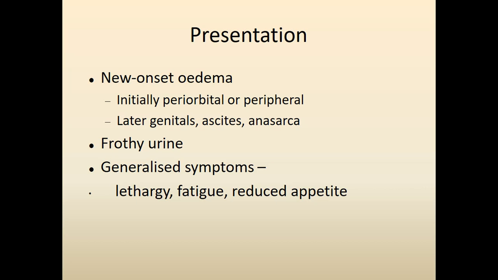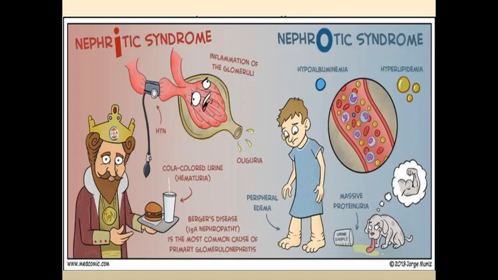Later, this edema progressively involves the genitals, then ascites, and then anasarca, which is generalized body swelling. In urine DR, the urine is frothy, and the urine DR protein is positive. Generalized symptoms: the patient is lethargic, fatigued, and has reduced appetite because of gut edema as well. Again, nephrotic syndrome is the triad of hypoalbuminemia, hyperlipidemia, massive proteinuria, and peripheral edema.